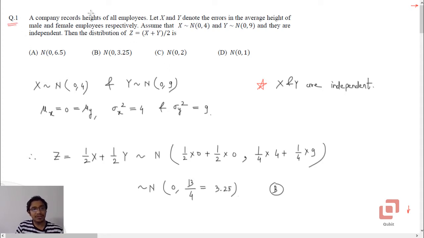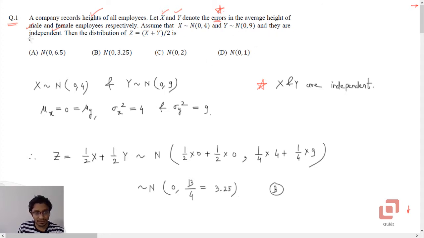A company records heights of all employees. Let X and Y denote the errors in the average height of male and female employees respectively. So X and Y aren't the heights themselves, but X and Y are the random variables denoting the errors in the average height. Assume that X is normally distributed with mean 0 and variance 4, and Y is normally distributed with mean 0 and variance 9, and they are independent.